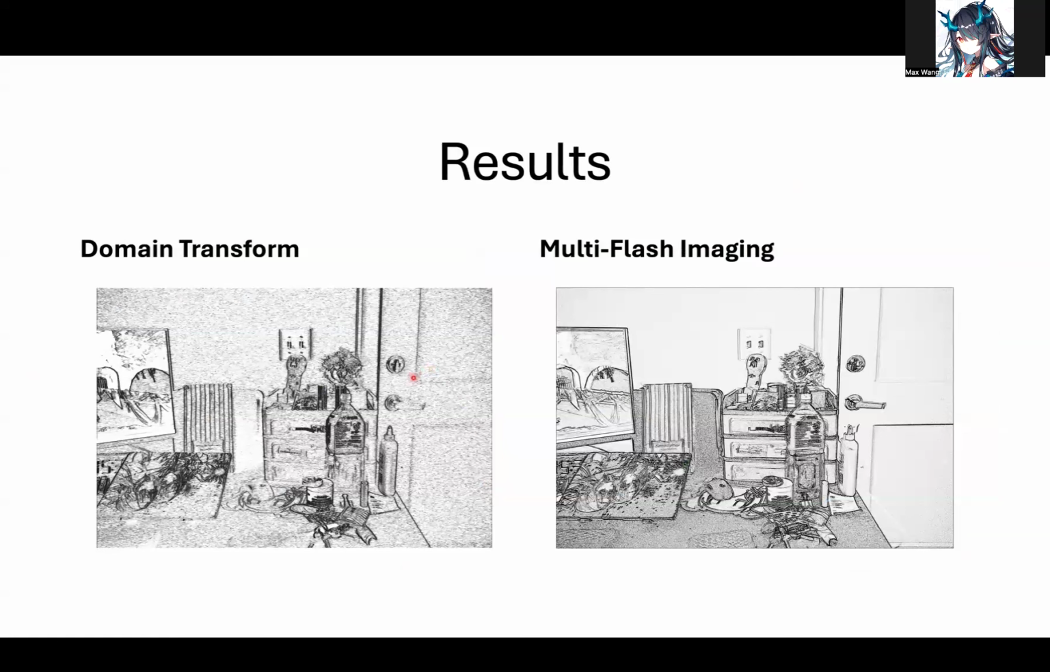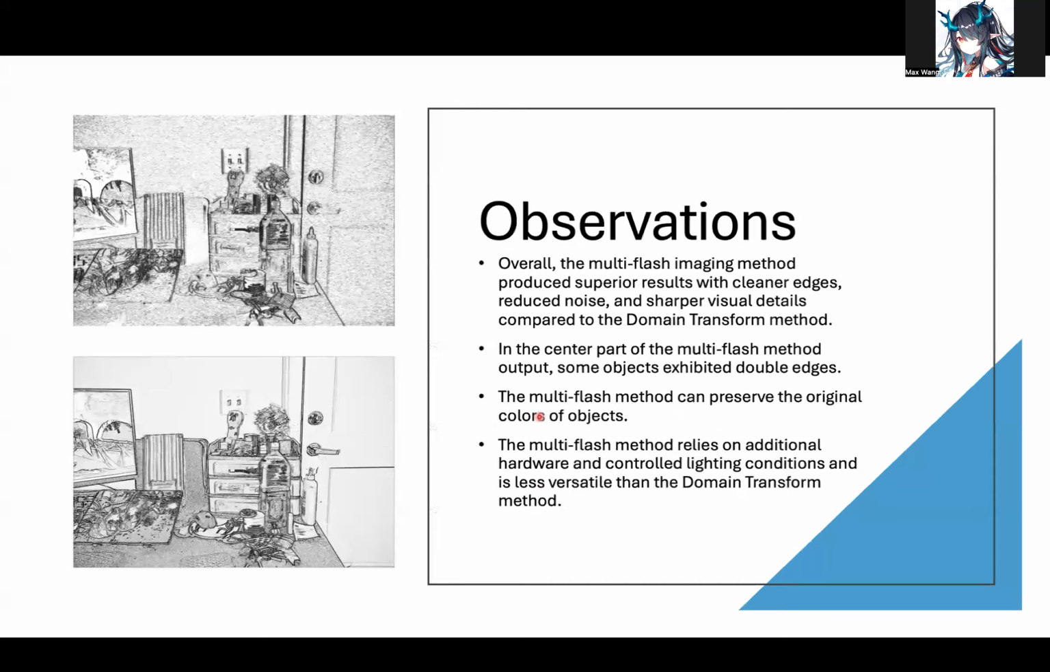Results. On the left, we can see the results of the domain transform method, and on the right, the multi-flash imaging result. Observations. Overall, the multi-flash imaging method produced much better results with cleaner edges, lower noise, and sharper visual details compared to the domain transform method. However, in the center part of the multi-flash method output, some objects, including the tea bottle, exhibited double edges.